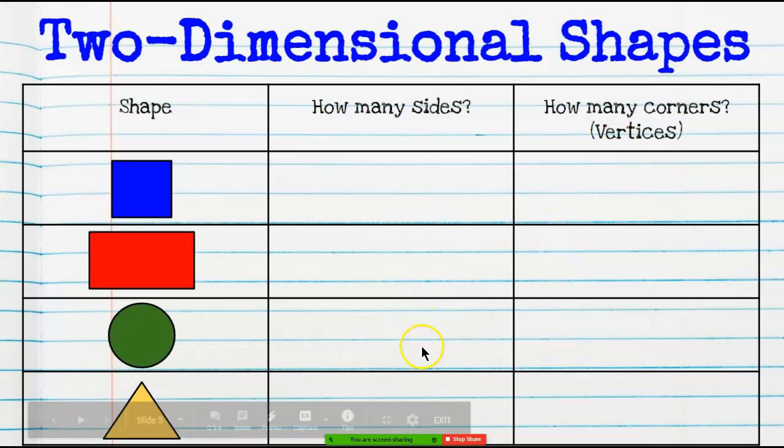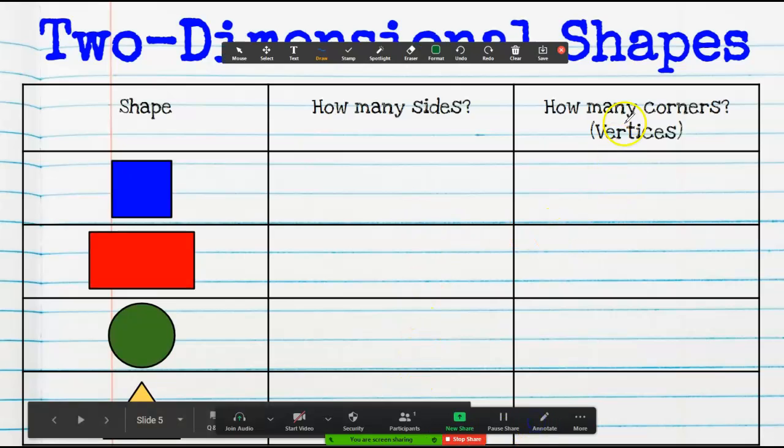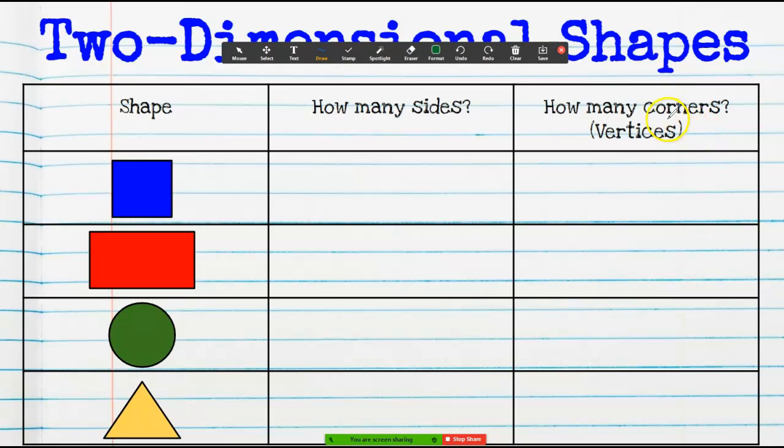All right, so let's talk about sides and corners. We're also going to refer to corners most of the time this week as vertices. Okay, so vertices or vertex are going to be corners. So we have 1, 2, 3, 4 sides, and we have 1, 2, 3, 4 corners.